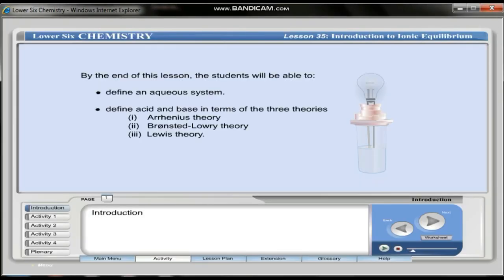By the end of this lesson, the students will be able to define an aqueous system, define acid and base in terms of the three theories: Arrhenius theory, Bronsted-Lowry theory, and Lewis theory.